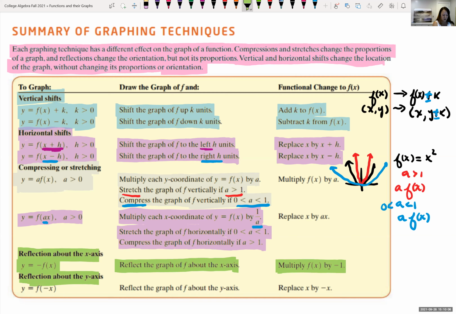A reflection across the y-axis, that's inside, y equals f of negative x. And this reflects the graph of f about the y-axis. And we replace x by negative x.